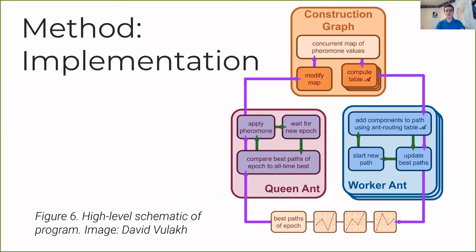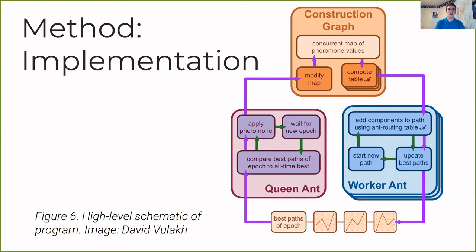This is a high-level schematic of the parallel program I wrote. There are two types of processes. The central process, which I have been calling the queen process, spawns the worker processes and maintains the shared construction graph structure. The worker ants, which actually traverse the graph looking for solutions, query the structure for pheromone information.